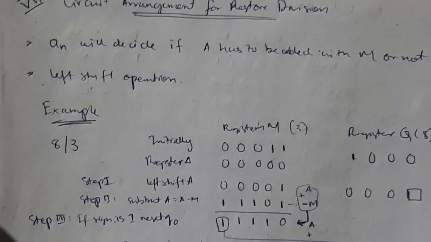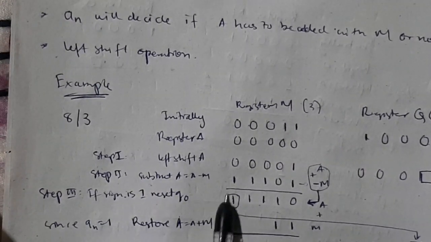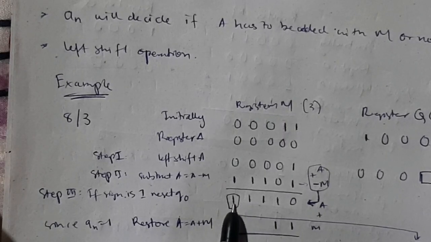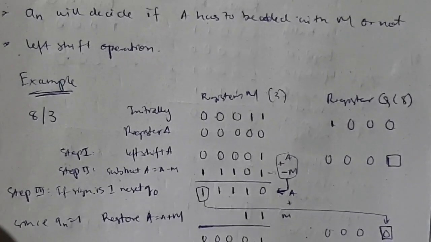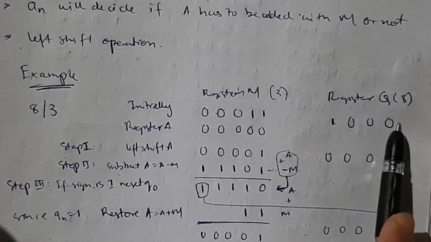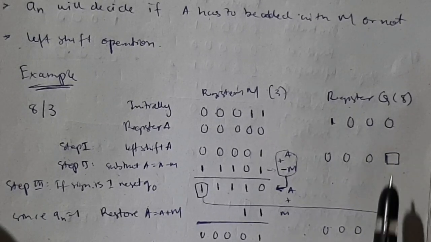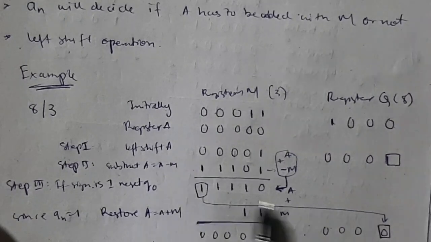Now in step 3, look at the sign here, the last sign, AN. This is known as AN. What is the sign here? If it is 1, you need to make this 0 here. First you have left shifted, and one empty space was there here. That you need to make 0 if the sign is 1. If it is 0 here, it will be 1.